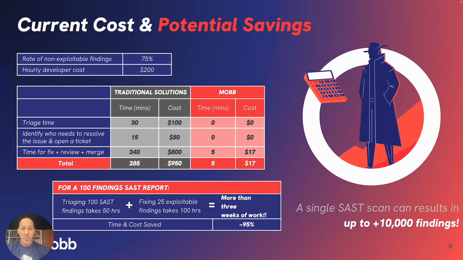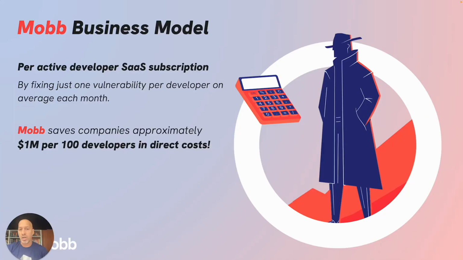So when you look at a year's work, and when you look at a company, if you have 100 developers in your organization, and if Mobb fixes even 1 vulnerability on average per developer per month, that's $1,000 per month per developer. Mobb helps you save more than $1 million a year.